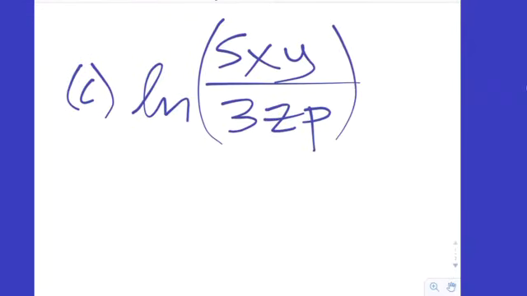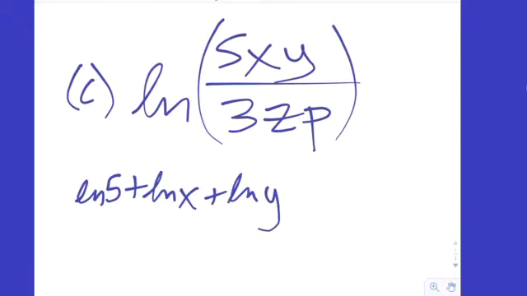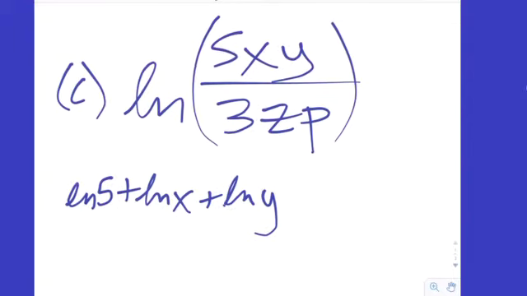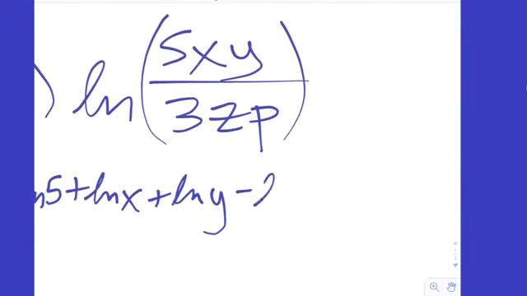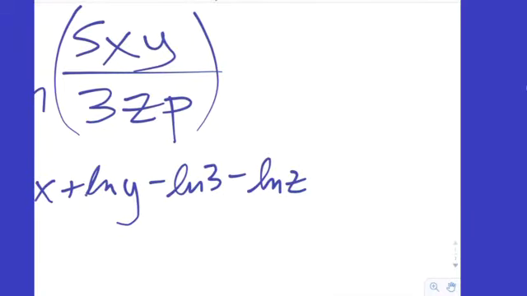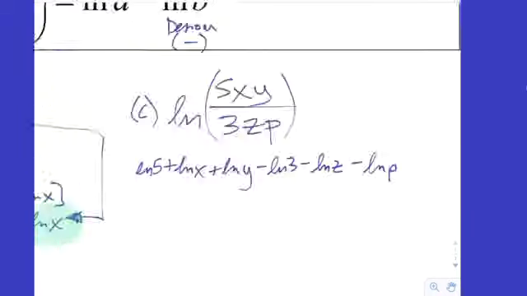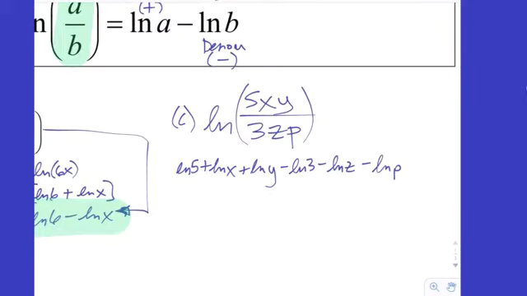The top, 5xy, they all get plus signs. So it's the natural log of 5 plus the natural log of x plus the natural log of y. That's expanding the numerator. 3 factors, all positive because they're in the top. Now you have 3 factors in the bottom, and they're all negative. So then minus the natural log of 3 minus the natural log of z minus the natural log of p. And you're done. That's it.